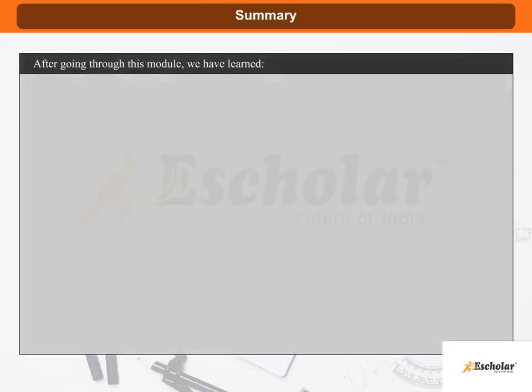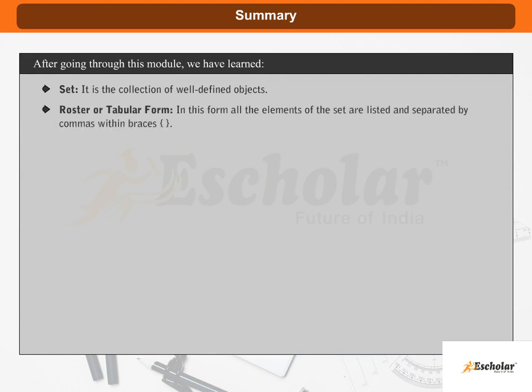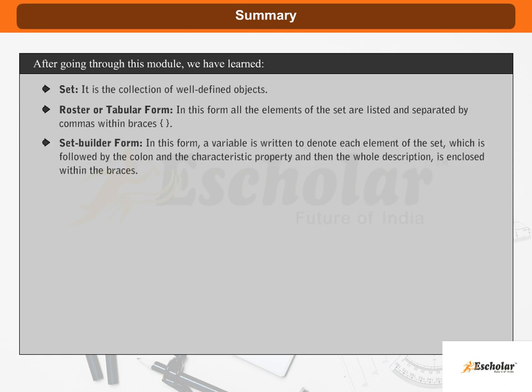After going through this module, we have learned: Set. It is the collection of well-defined objects. Roster or tabular form. In this form, all the elements of the set are listed and separated by commas within curly braces. Set builder form.